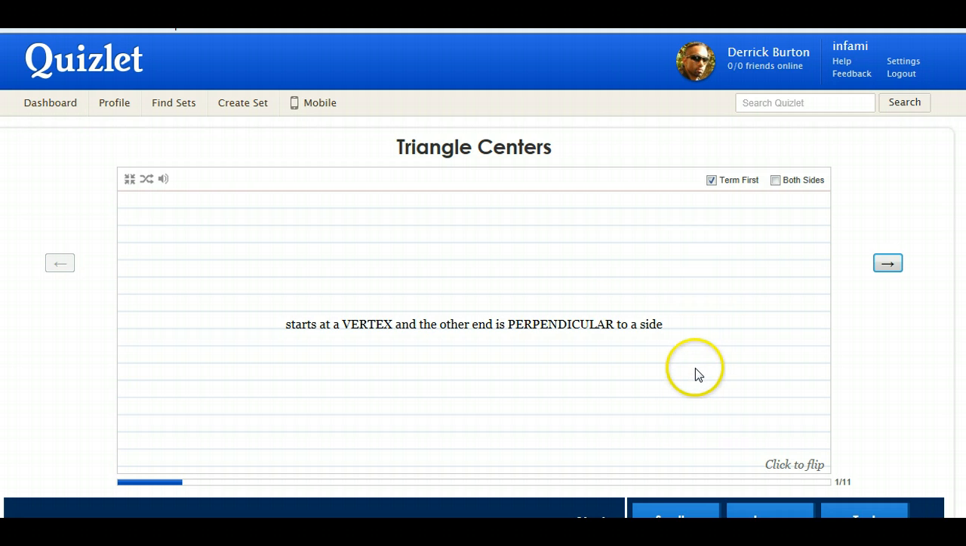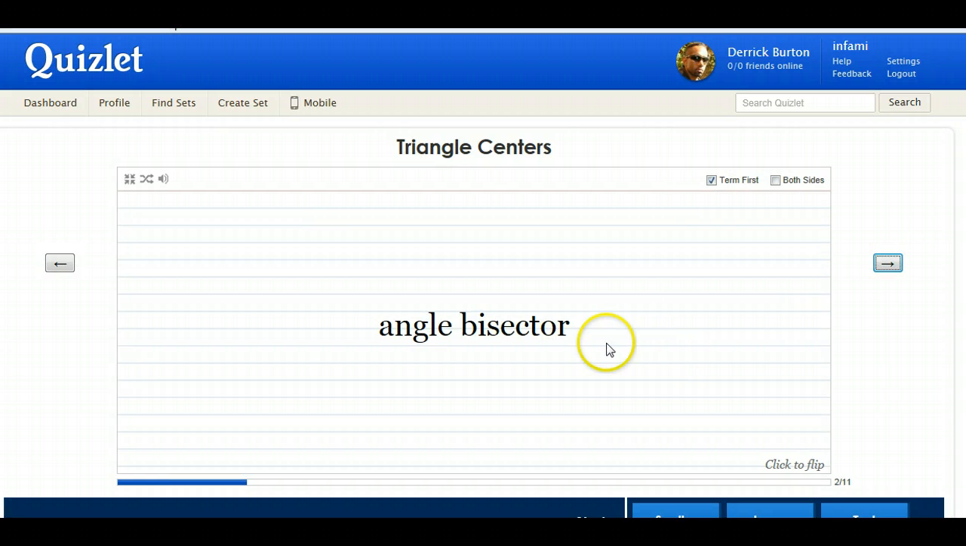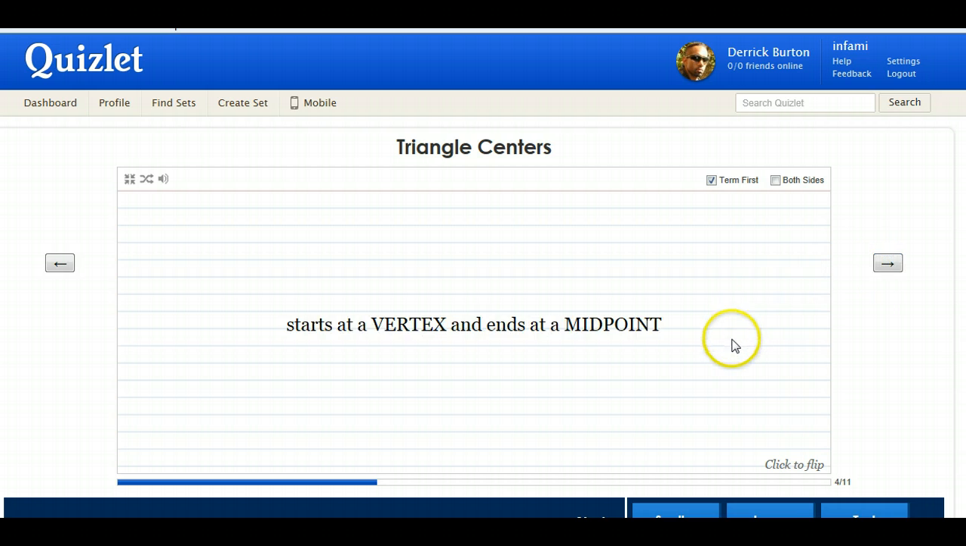You probably can't see from where you are, but at your computer you'll be able to see it really well. It says it starts at the vertex and the other end is perpendicular to its side. So you're quizzing yourself with these flashcards. Angle bisector. What's an angle bisector? Well, that divides an angle into two congruent angles. What's the definition of a circumcenter? In other words, what are the lines that are intersecting for a circumcenter? Intersection of perpendicular bisectors. What's a median? A median goes from where to where? Starts at a vertex, ends at a midpoint.